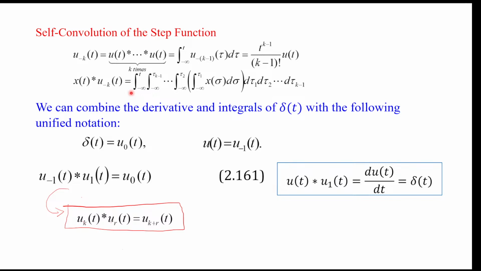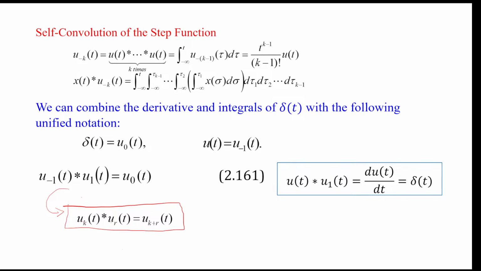Sorry, integration is the negation of derivative. And so this u sub minus k is kind of like the negation of u sub k in the following sense. So first we need to define two things. So to make everything with a unified notation, we can define all the u sub some number with this.